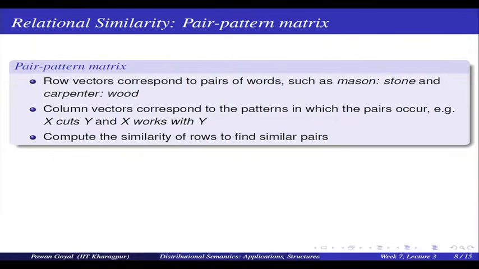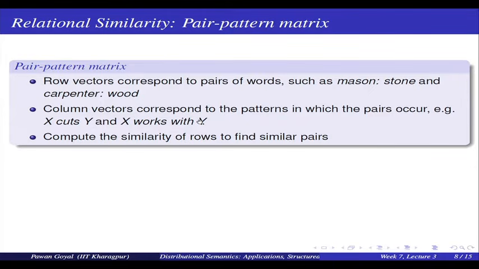For that, we need to talk about a different sort of matrix, called the pair-pattern matrix. Till now we have been talking about the target-context matrix. Let us see if we can use a similar idea for building a pair-pattern matrix. Here the row vectors correspond to various pairs of words like mason-stone and carpenter-wood, and the columns are various patterns in the sentences these words occur with, like X cuts Y, X works with Y, etc. Then you compute the similarity of rows to find similar pairs of words.